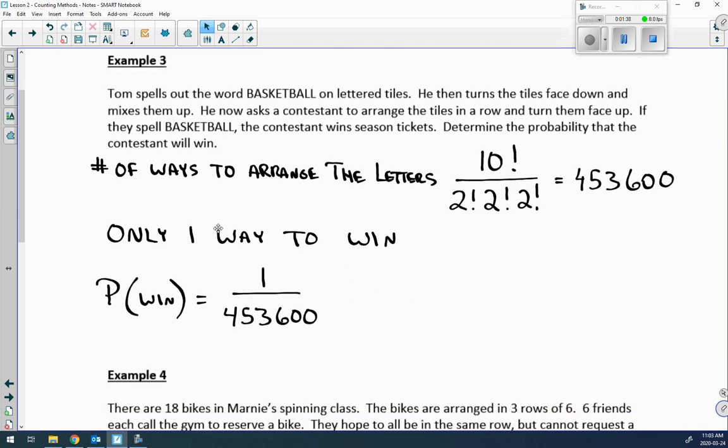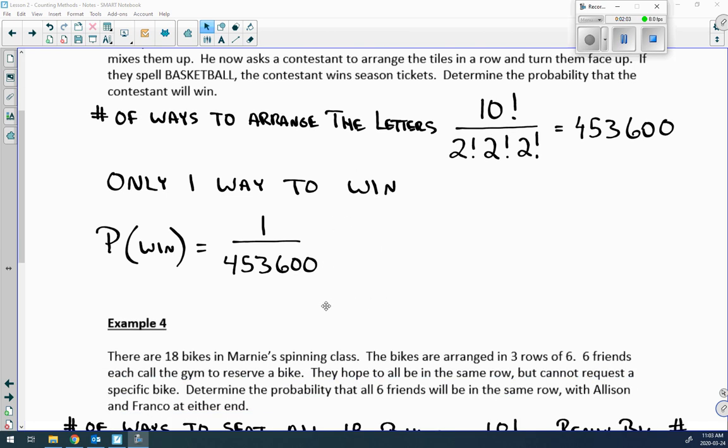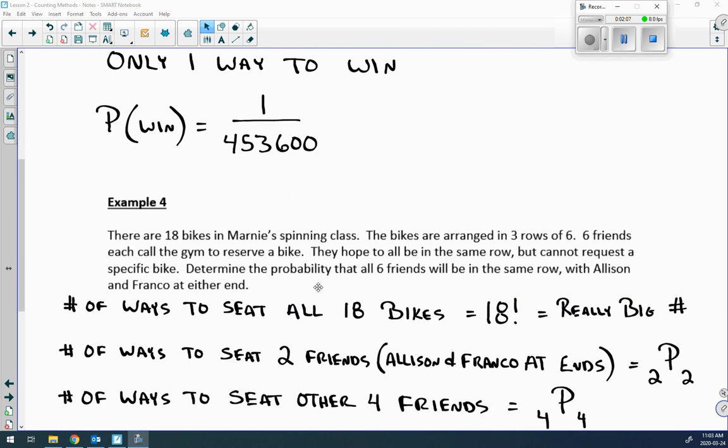So the number of ways to arrange the letters. If you remember this from the previous one, there are 10 letters in total, so that's 10 factorial. And why are we dividing by this? Well, these are all the repeats: B, A, and L, from basketball. So we end up with 453,600 ways. And there's only one way to win. So the probability of winning is 1 out of 453,600. Very, very low probability.